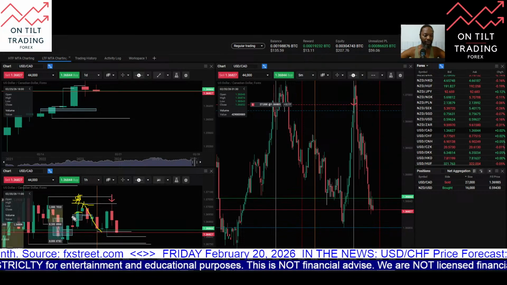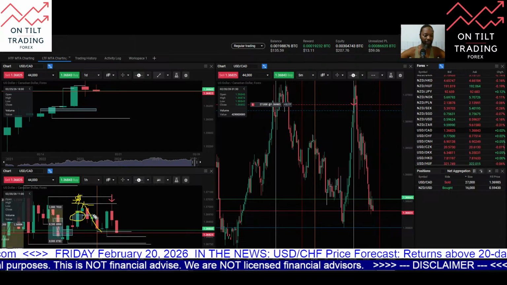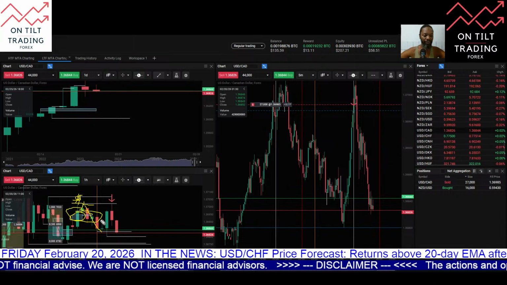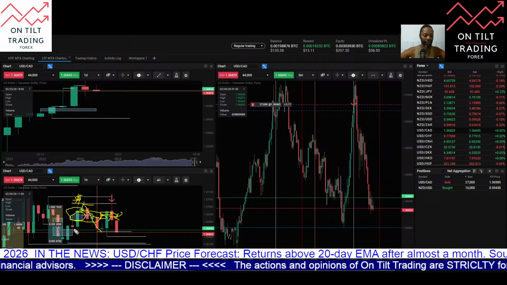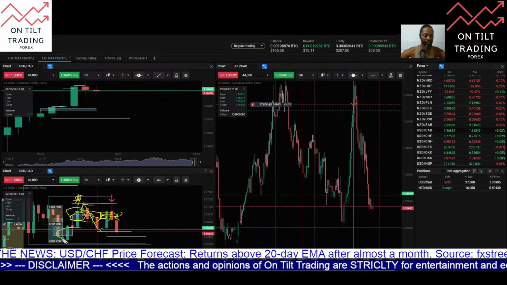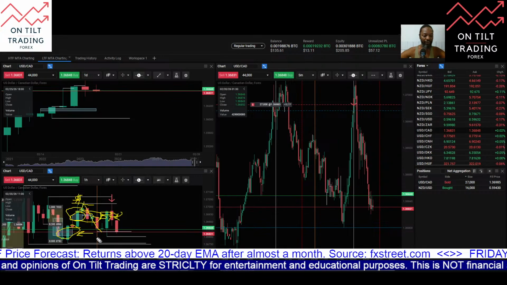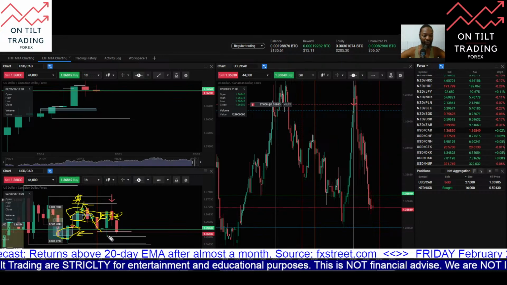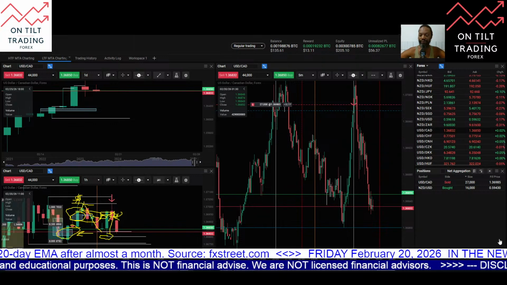Price trades through this first fair value gap here. Looks like putting in a balanced price range here, a BPR, and then price trades into this lower bullish fair value gap, or buy side imbalance, sell side inefficiency, has a reaction here, and then returns to the buy side.